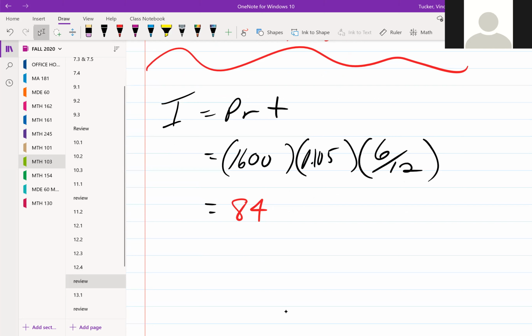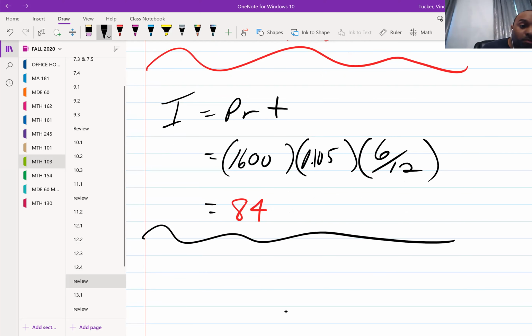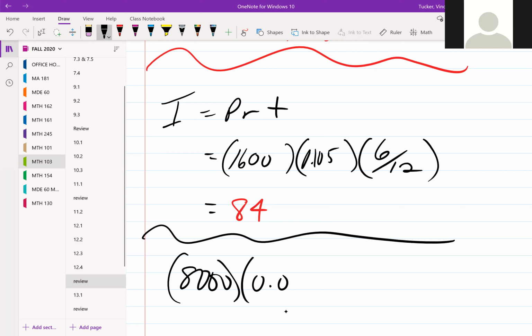Number 5, calculate for maturity value. What I did for this one was 8,000, because there's 3 zeros this time, so 8,000, parentheses, 0.036, and then another parentheses, and it was 2 divided by 12.